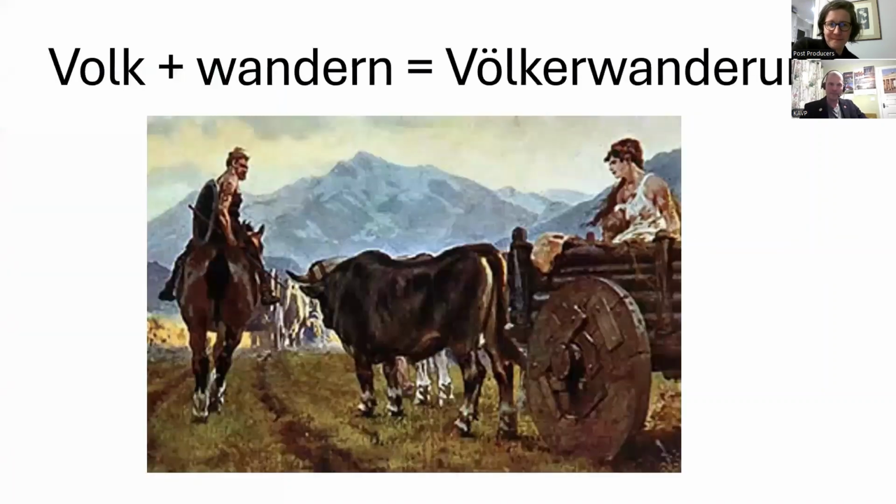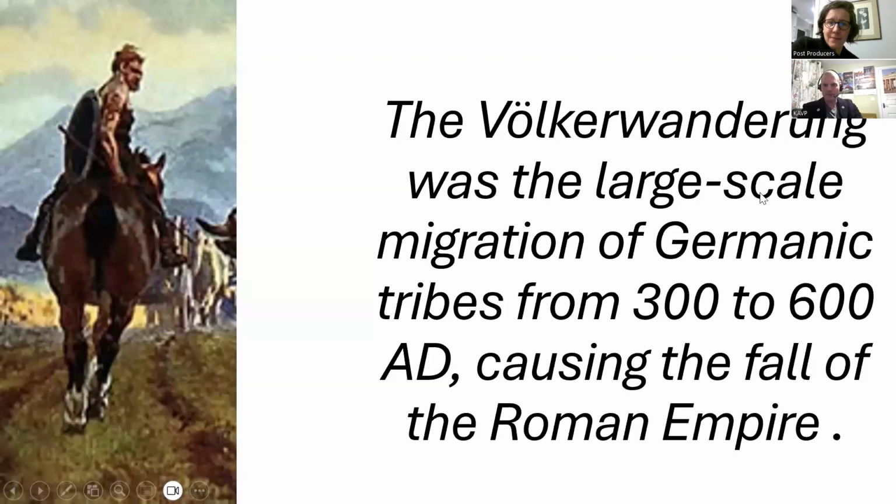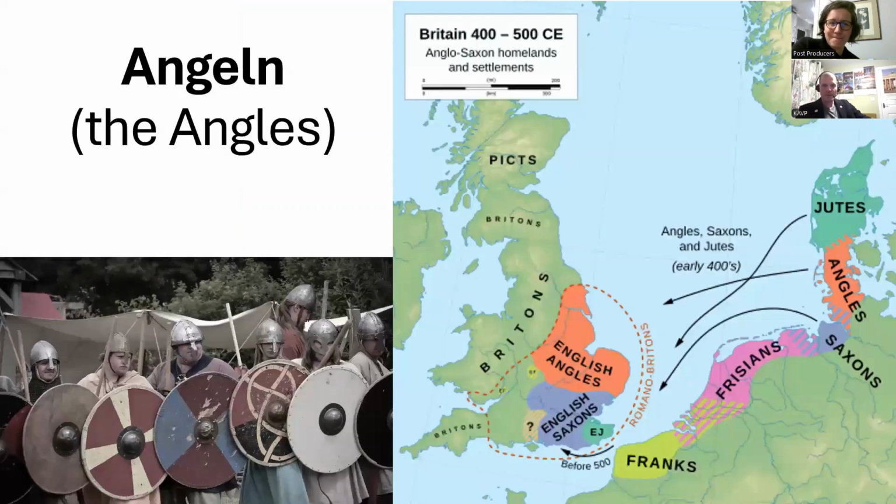Indeed, indeed. Now, if we combine these two words that we have now learned, Volk and Wandern, we get the word Völkerwanderung, which means migration of the people. A Völkerwanderung was the large-scale migration of Germanic tribes from 300 to 600 AD, causing the fall of the Roman Empire. Ah, that was not so nice, but some good things came of it as well.